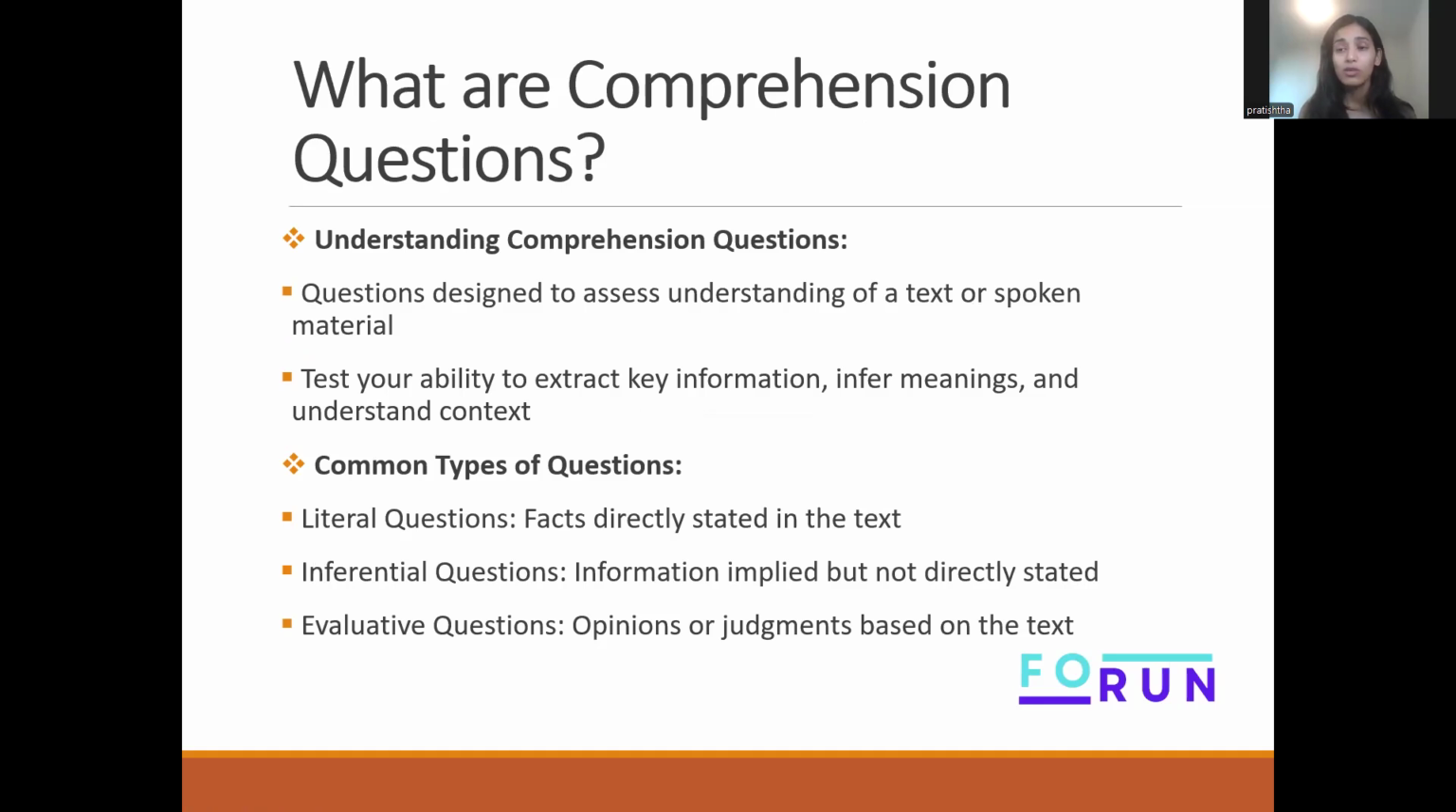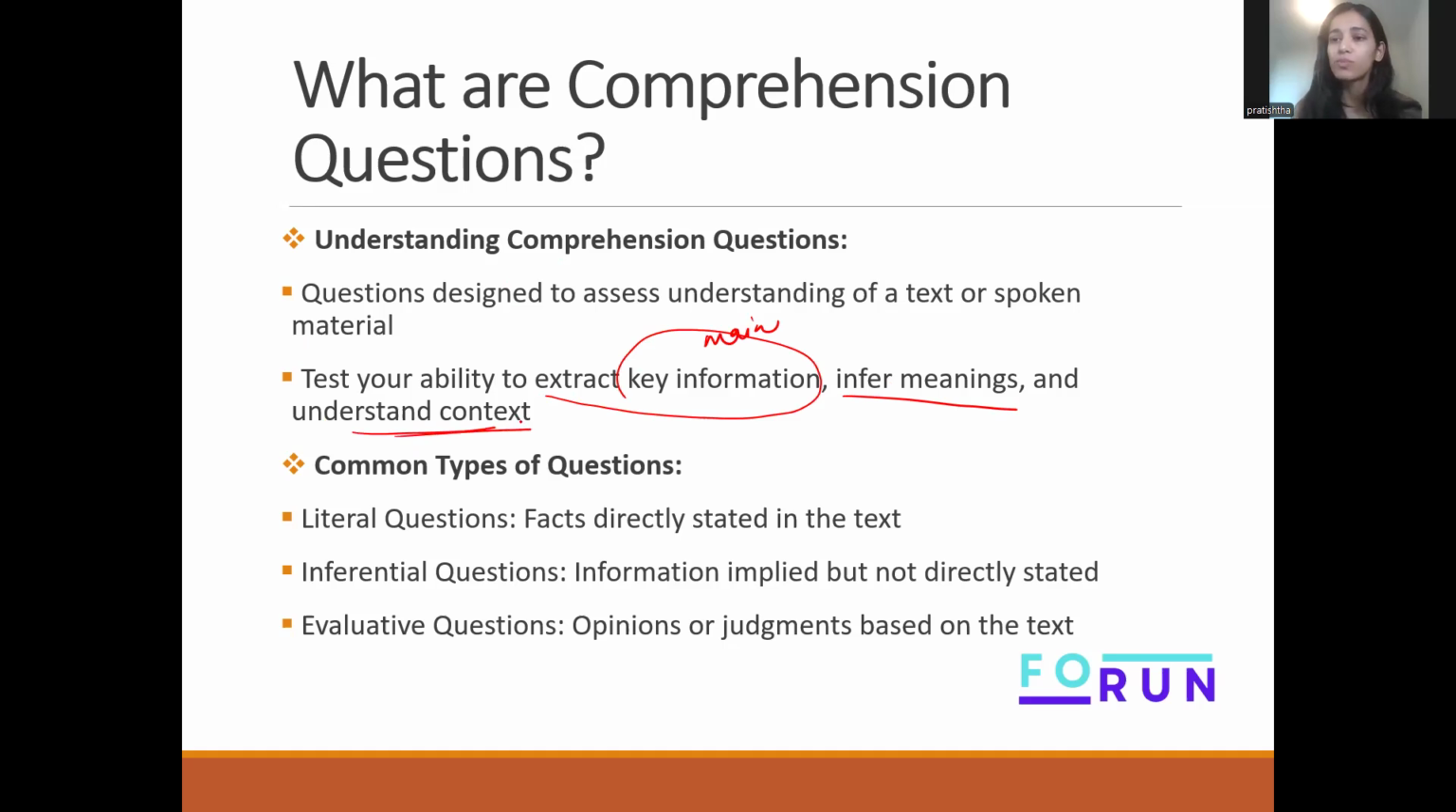So, whatever text you have either read or you have heard, you will have some MCQ questions, and the questions are only going to be based on those texts. So, it will assess your ability to extract key information. Key information means main information. Infer meanings, how you are able to identify what this particular thing means, and understand the context.